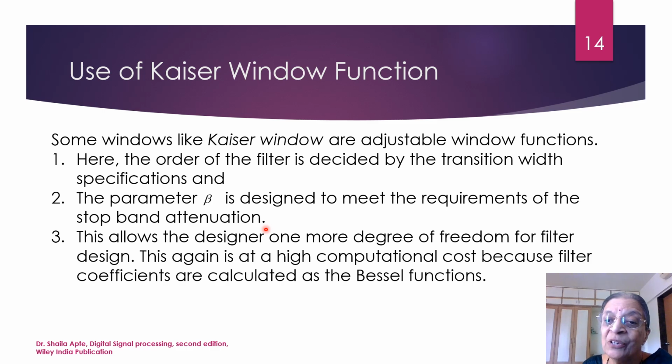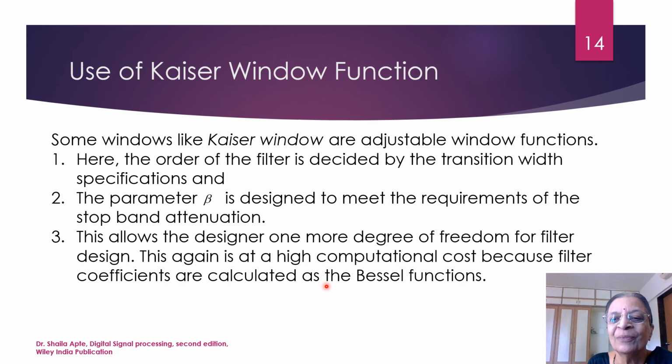So here I can try to achieve both. I can try to make the side lobe amplitude as small as possible, and I can also try to reduce the transition width by using the filter order. So here I get 2 degrees of freedom, not just the filter order, but I can use parameter beta, which is the second degree of freedom, and then I can get the smaller transition width and larger stop band attenuation. This allows the designer one more degree of freedom for the filter design.